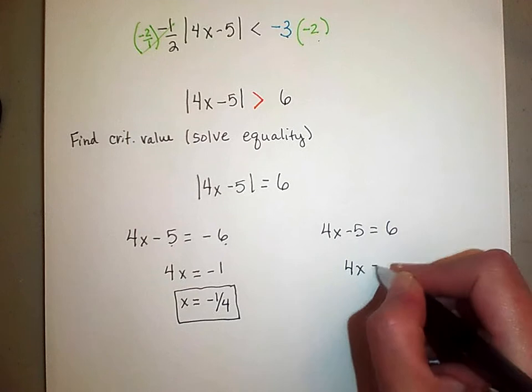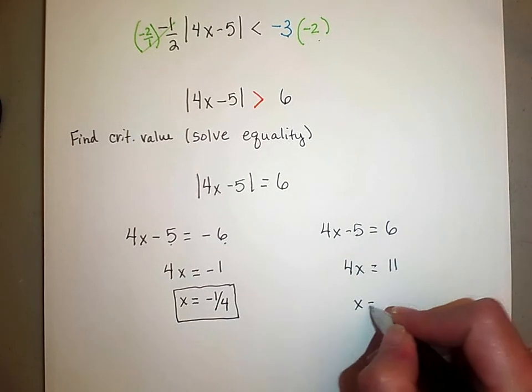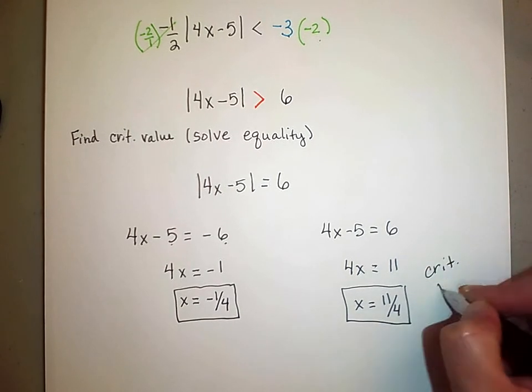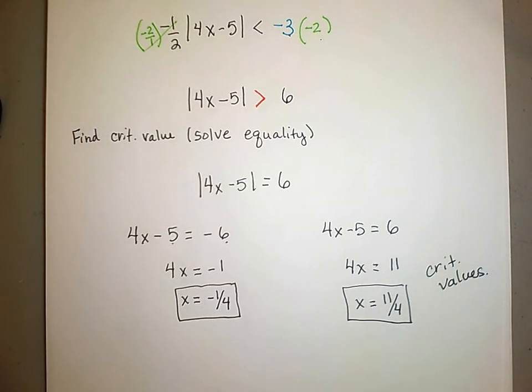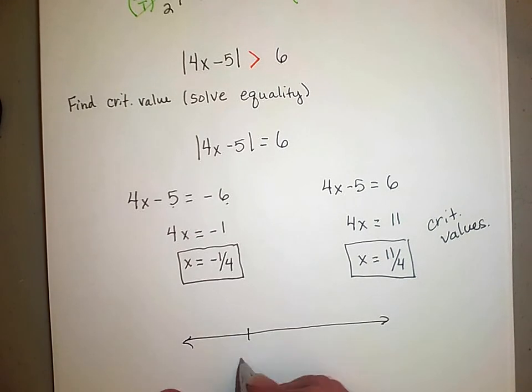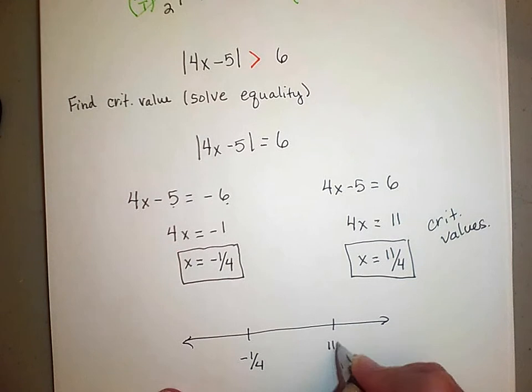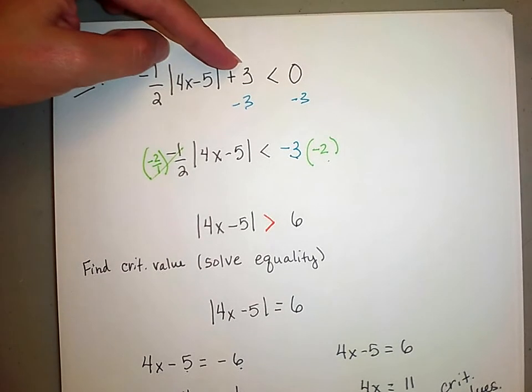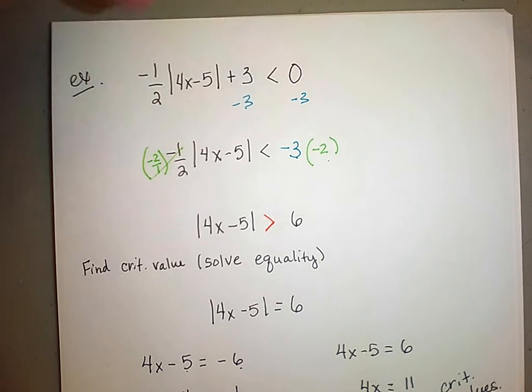Here, adding 5, we'll have 4x is equal to 11. And dividing by 4, x is equal to 11/4. So these are our critical values. These values will split up the number line into 3 different intervals. Here's negative 1/4. Here's 11/4. And so we're wondering about what's going to happen with the graph in each of these intervals. That is, will this graph be above 0 or below?